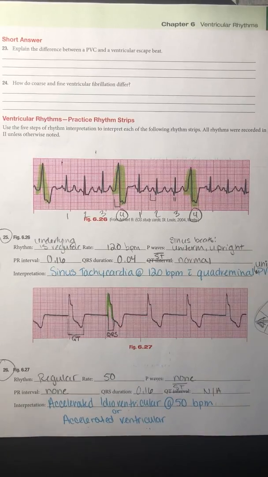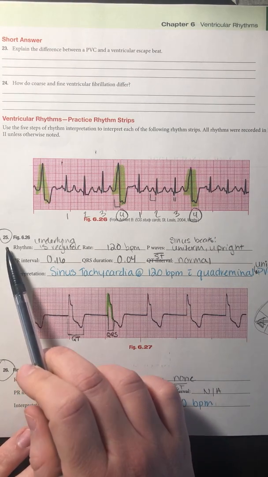For this section, we're going to be going over the practice strips in Chapter 6 of the ECG Made Easy book, going over ventricular rhythms. I'm not going to be going over all the rhythms, just mainly the ones that have ventricular beats in them. There are some other great practice strips back here that review some of the previous chapters.